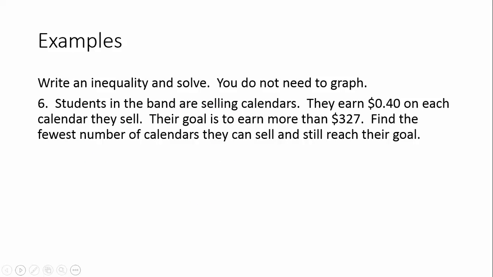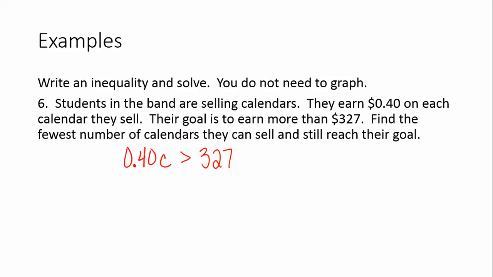Number 6 says that students in the band are selling calendars. They earn 40 cents on each calendar they sell, and their goal is to earn more than $327. Find the fewest number of calendars they can sell and still reach their goal. So if they're 40 cents each, that means that for every calendar, we'll use C for calendars, they earn 40 cents. That's 40 cents times the number of calendars they earn, and they want to earn more than $327.